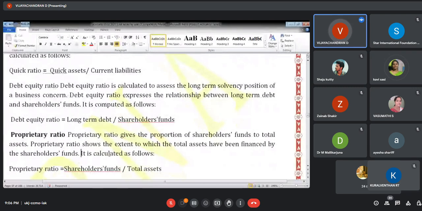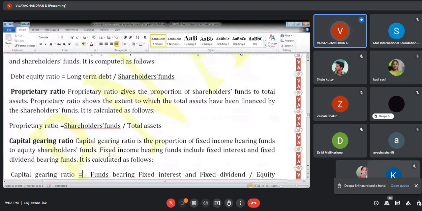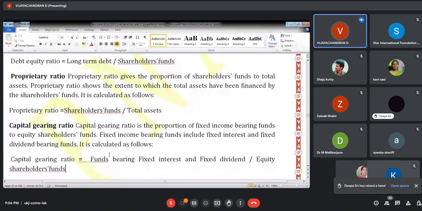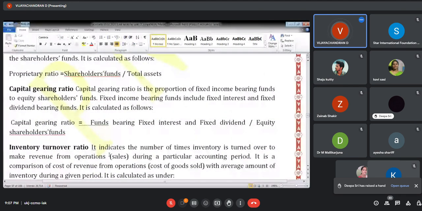So next I'm moving into proprietary ratio. Shareholder fund divided by total asset. Then capital gearing: fixed interest bearing security, like debenture, long term loans, divided by equity shareholder fund. Now I have to ask about debt equity ratio. What is the ideal ratio? Debt equity: total debt divided by total equity, shareholder fund.